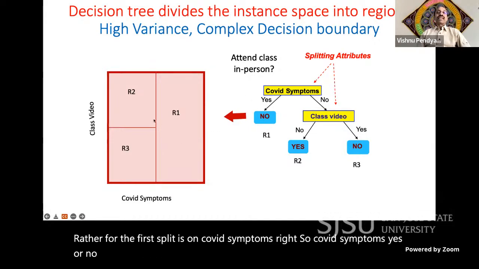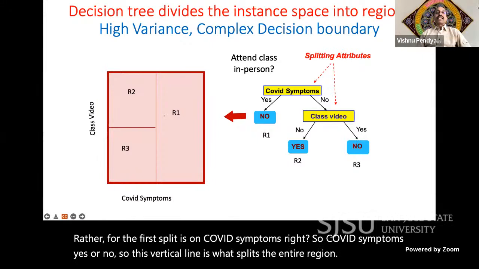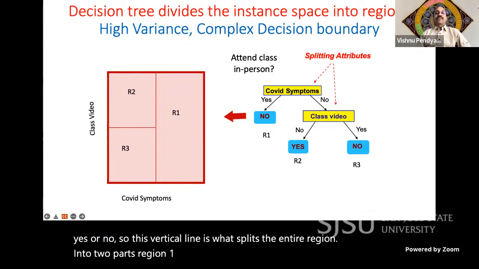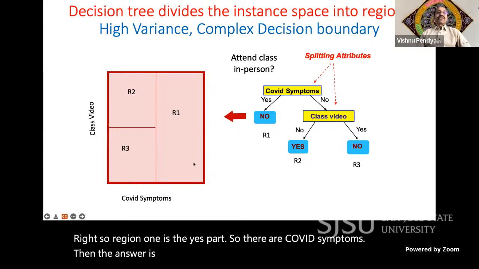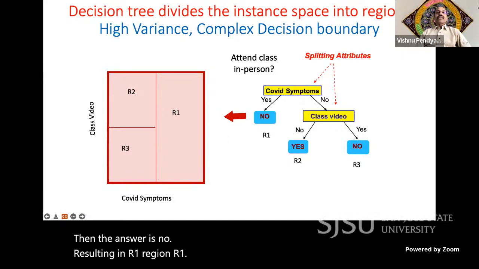So this vertical line is what splits the entire region into two parts, region 1 and the remaining region, right? So region 1 is the yes part. So if there are COVID symptoms, then the answer is no, resulting in region R1. Otherwise, split on class video. So the split is R2 versus R3.